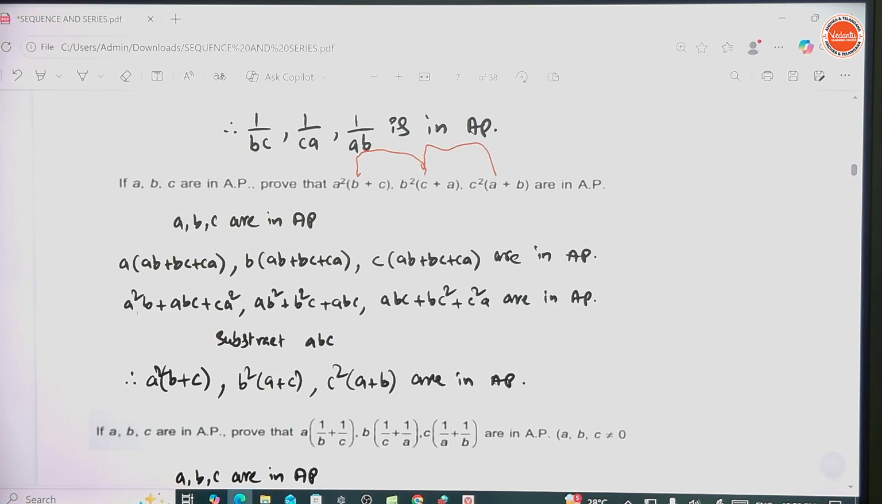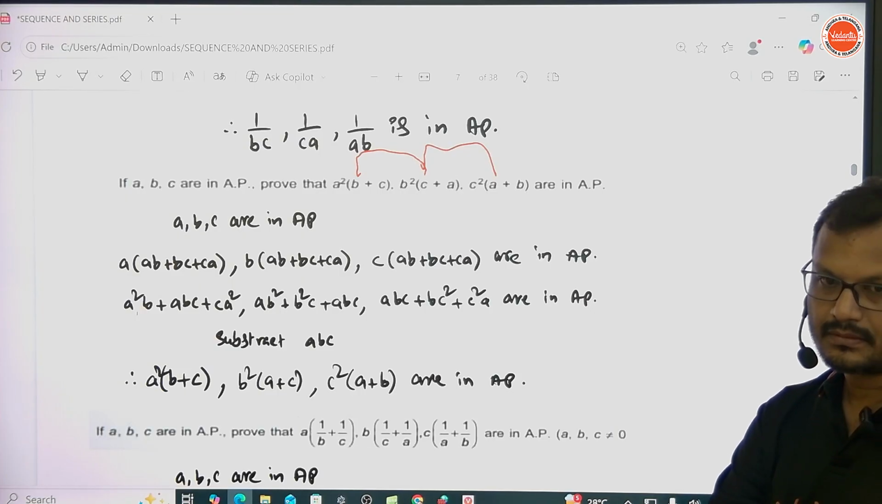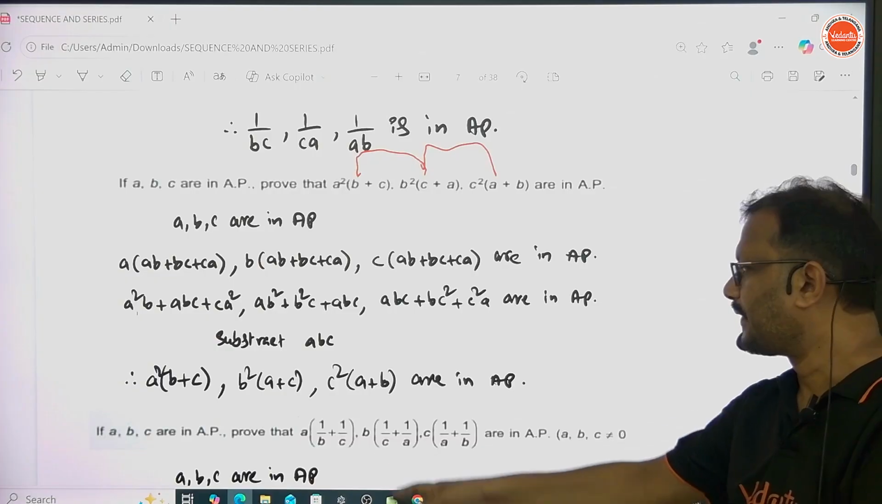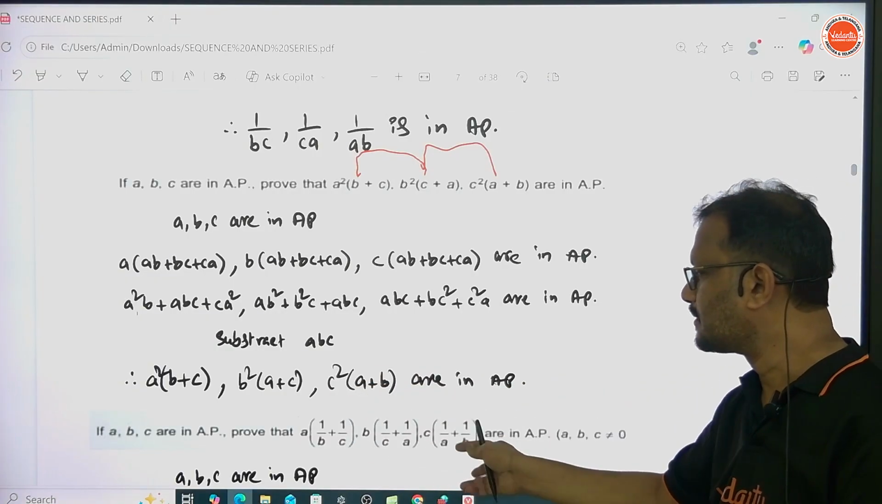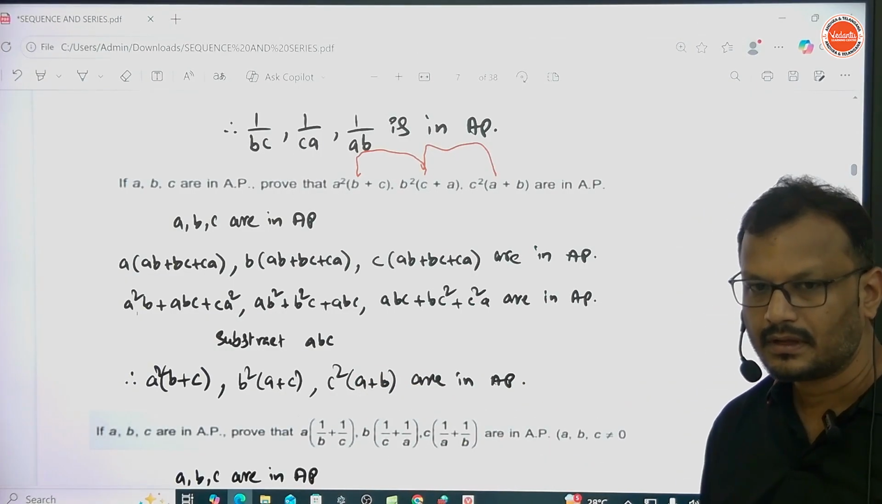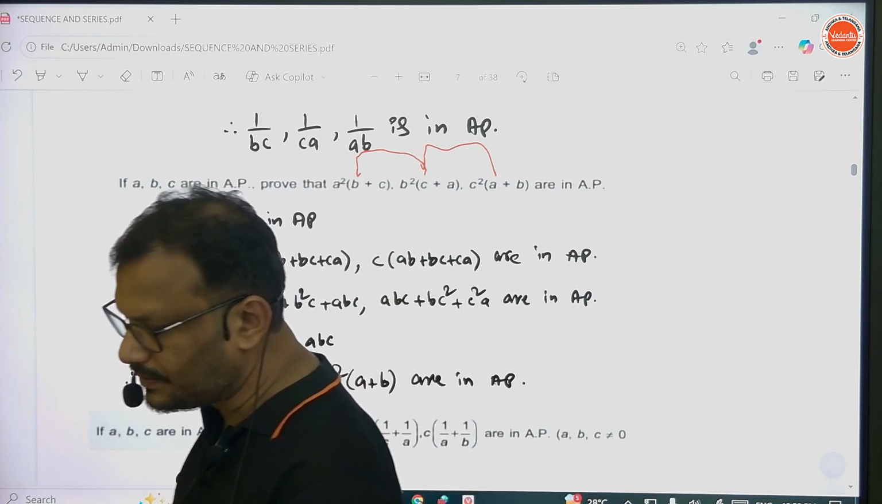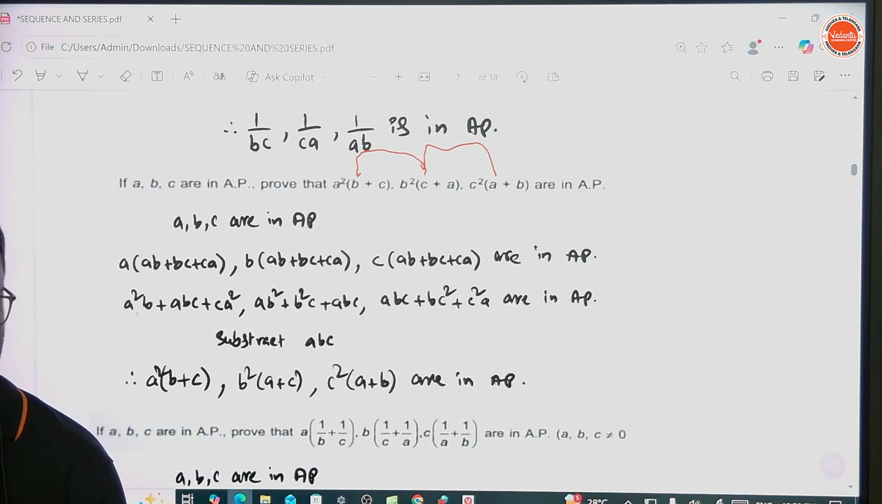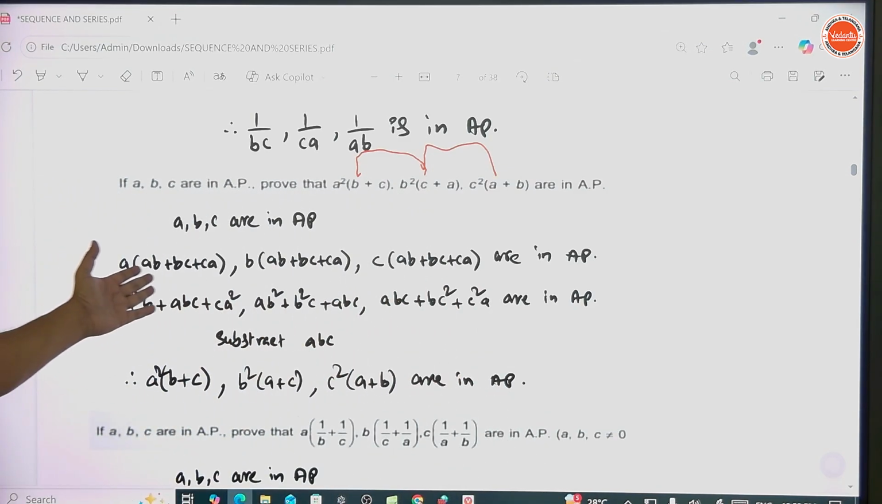A, B, C are in AP. We have to prove these three numbers are in AP. So I don't solve with the method which I told in the beginning, where the difference is equal to D, and the difference is also the same if it comes in terms of D, then that's fine. That is also one way of doing that. But directly, how will you get it? Just multiplying something differently.